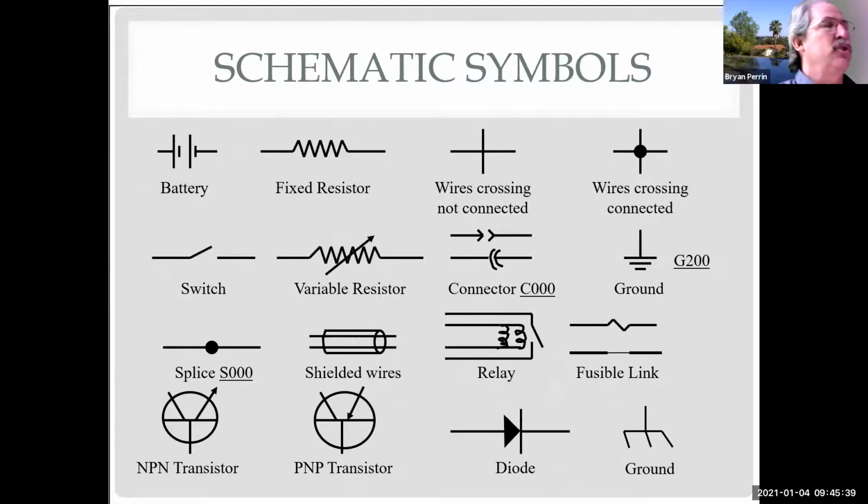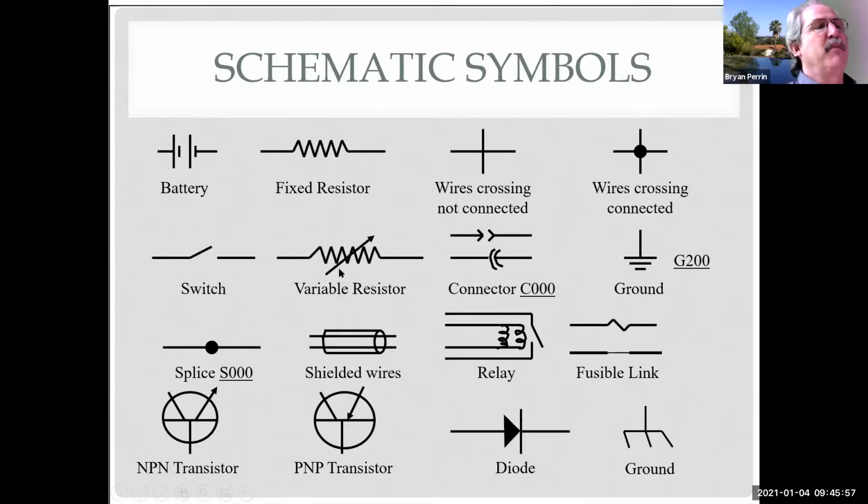So this switch is drawn open. If it was drawn closed, that would mean the circuit's normally closed and you would have to activate the switch to open it. So the advantage of this is it shows me how the system was built and how it should work before I do something to it.